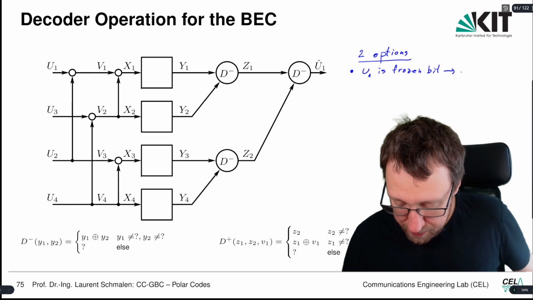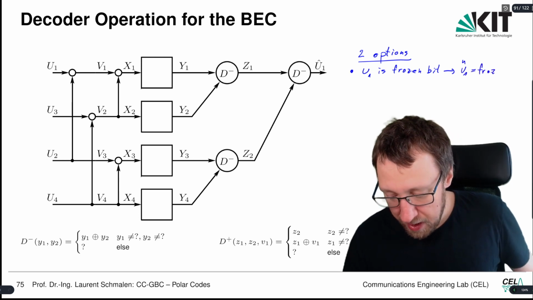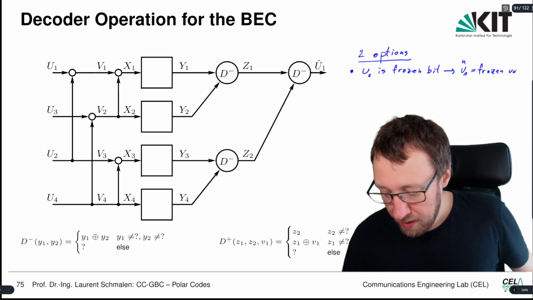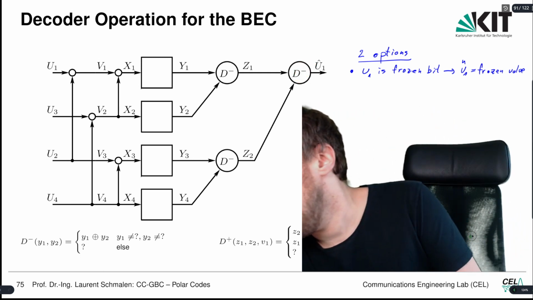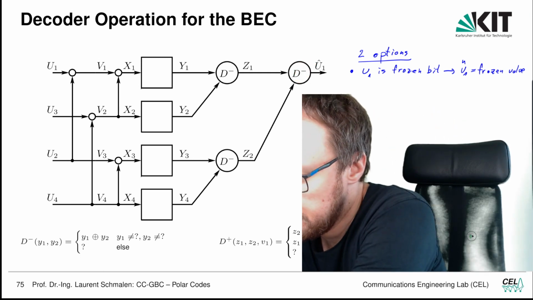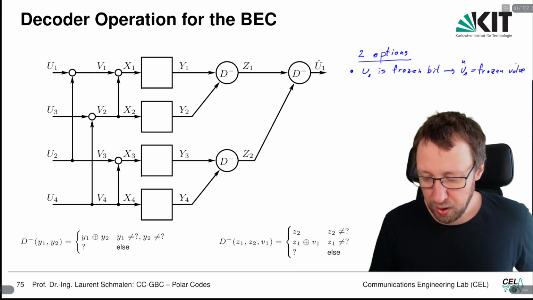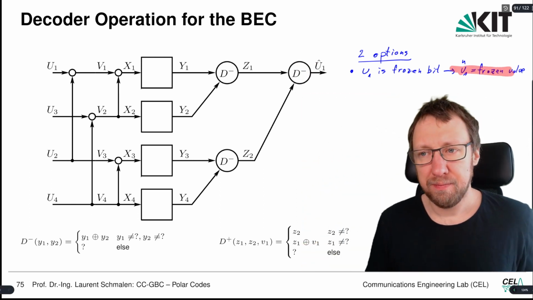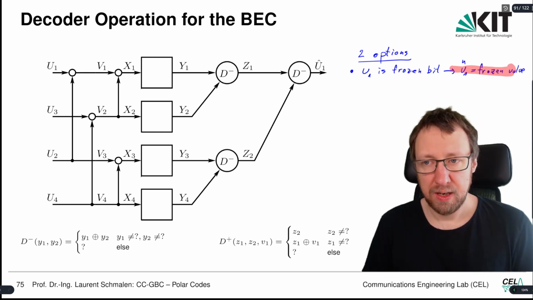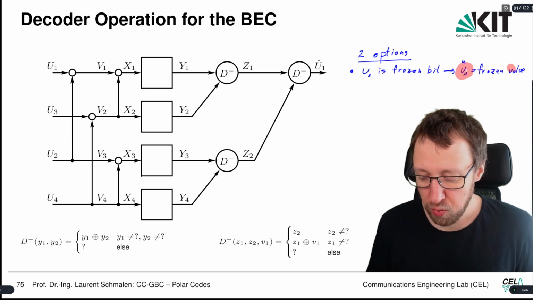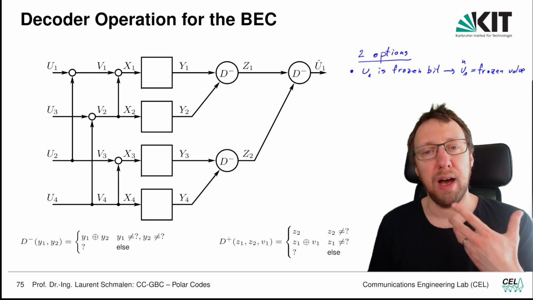Then U1 hat equals the frozen value. Then we know that this channel is not reliable. So we know this channel is not reliable, and that means we will not use it. So then we just say U1 hat is a frozen value, because we know the frozen value of the unreliable channel.